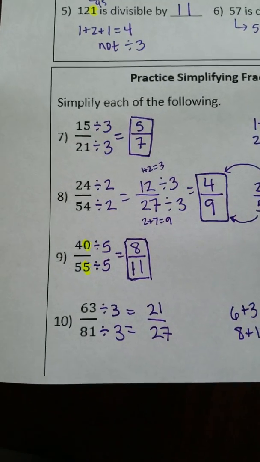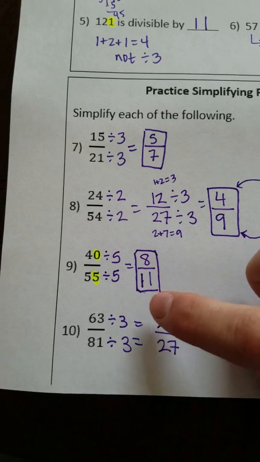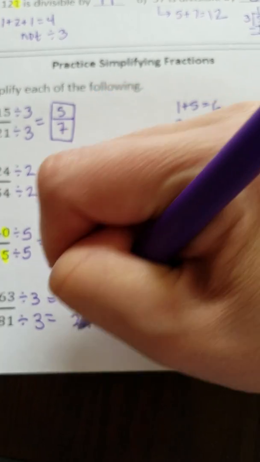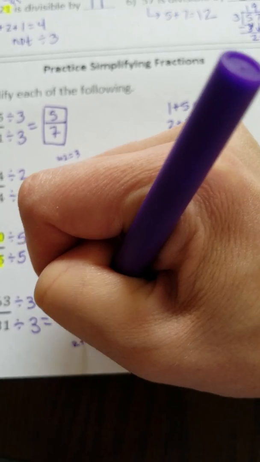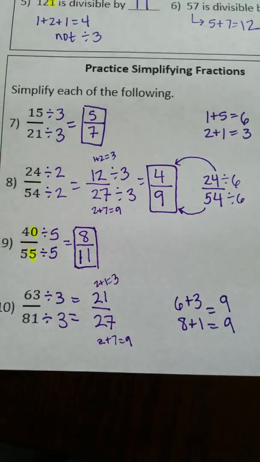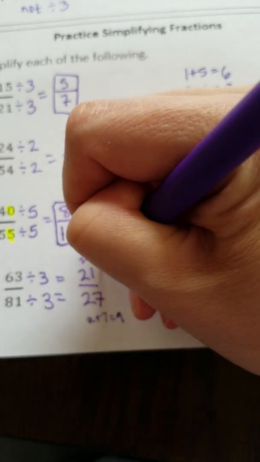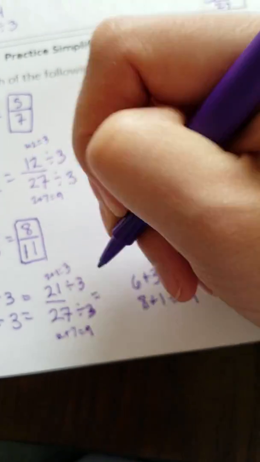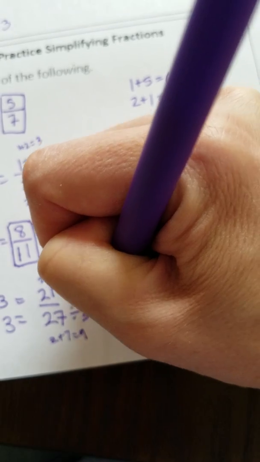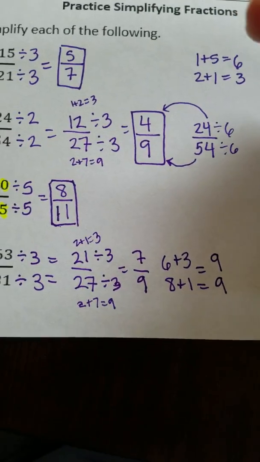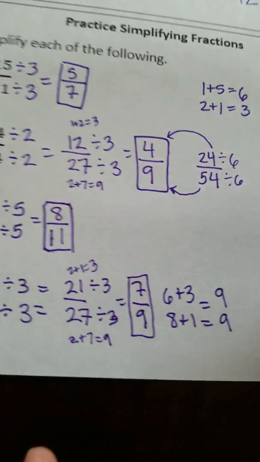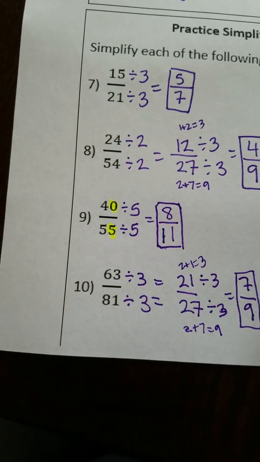Now on this one, once again, like number 8, if you add these numbers together, 2 plus 1, you get 3. 2 plus 7, you get 9. So those are both numbers that are divisible by 3. So that means we have to keep going on this one. You'll get 7 over 9. And that means because we had 2 steps, there was a bigger number that we could have divided by.